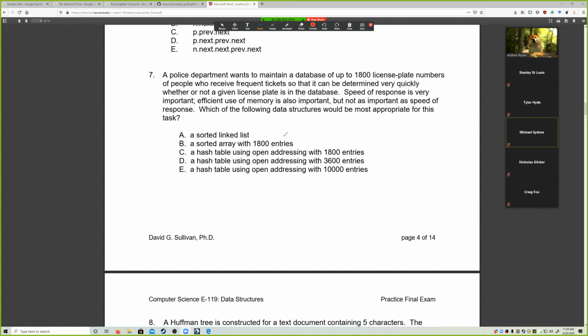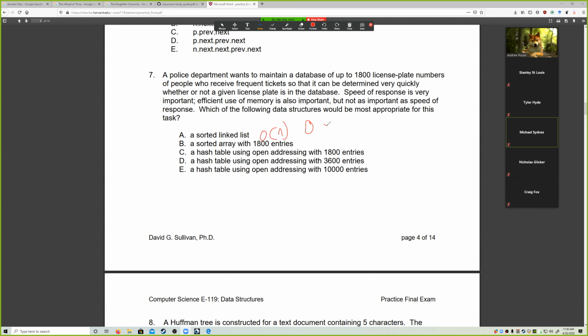So let's go ahead and look through this. A sorted linked list. How long does it take to find something in a sorted linked list? Any takers? O of n, says Brian, and that is correct. The linked list being sorted does absolutely nothing for us, because to find anything in a linked list, you have to iterate through it. There's no way to go into the middle and do a binary search over a linked list. So this is O of n, which is no good.